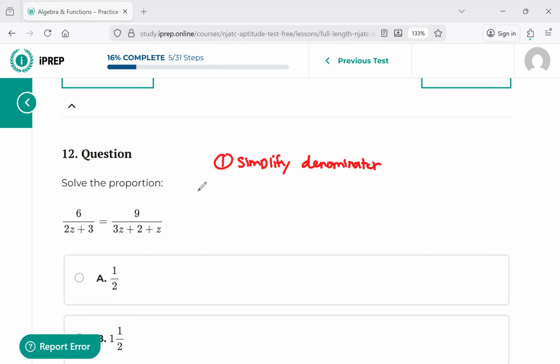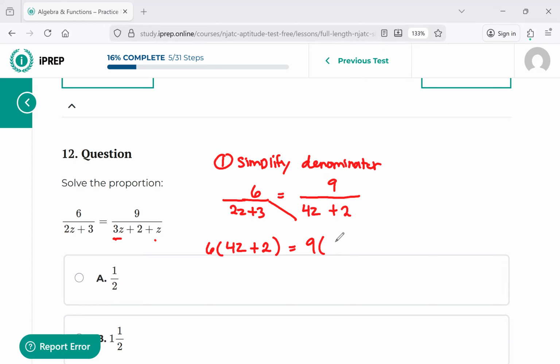Okay, so let's do that. This one we have 6 over 2z plus 3. There's nothing more you can do on the denominator, right? What about on the right? Let's see, you have a 9. And then on the bottom, you have a 3z and a 1z. Yes, you can combine these 3z and the 1z, which is 4z plus 2. Okay. Now you may cross multiply. So it's going to be 6 times 4z plus 2 equals 9 times 2z plus 3.